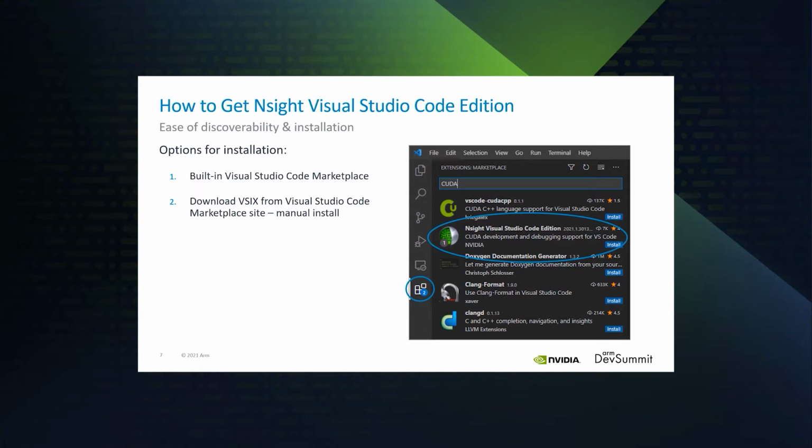If you just search for CUDA, you'll see the extension right there, and you can easily install it into your environment. Additionally, you do have the option to download the VSIX file from the Visual Studio Code Marketplace and manually install it. If you're managing labs or groups of machines, this may be the most straightforward way, depending on the environment you have set up.